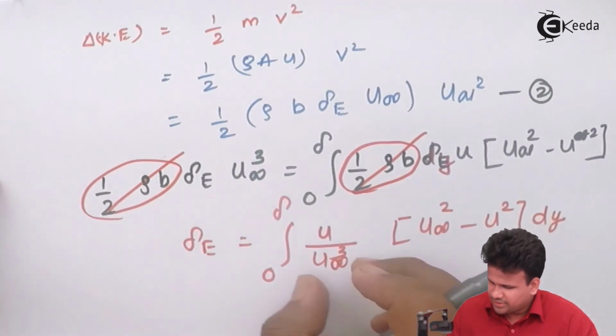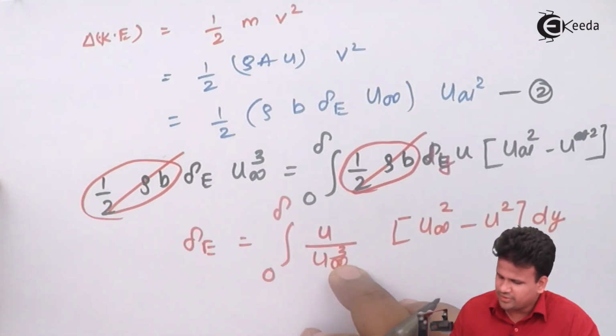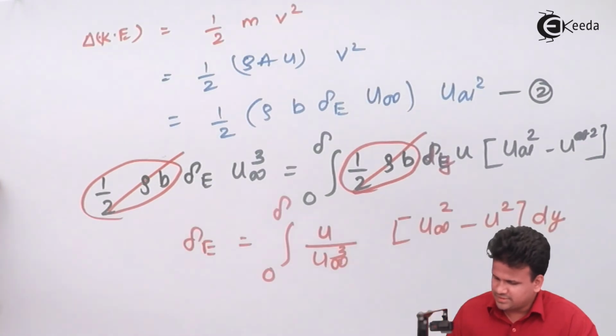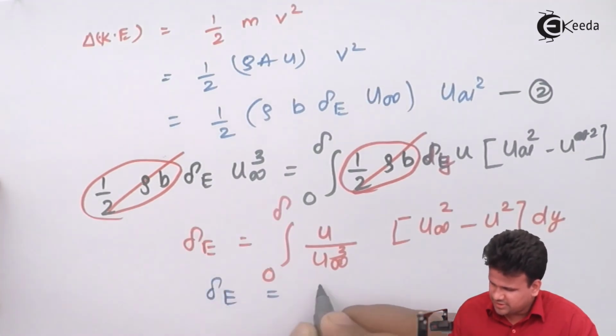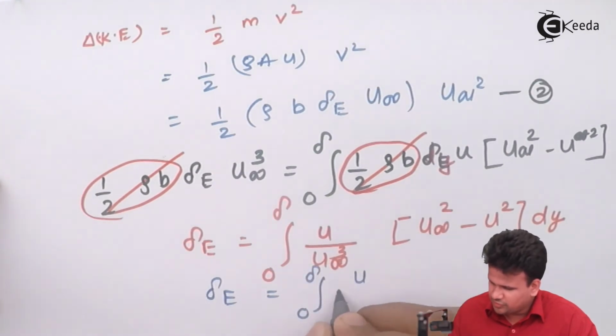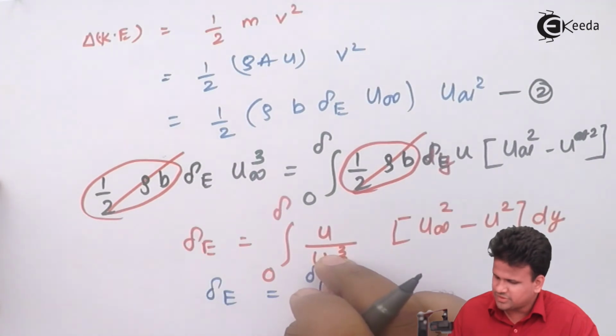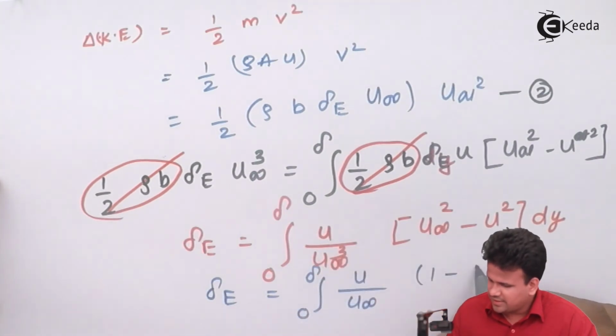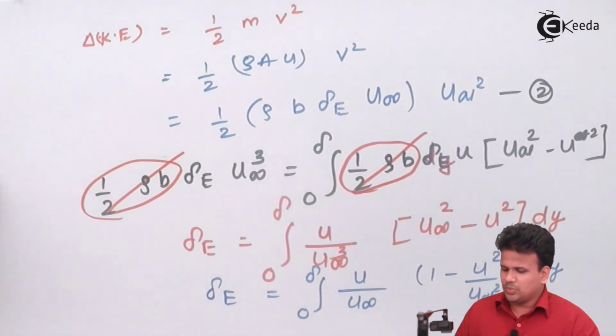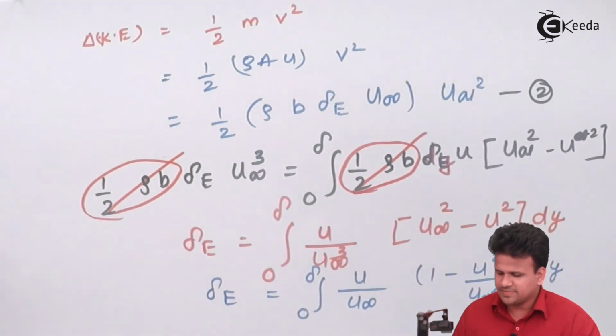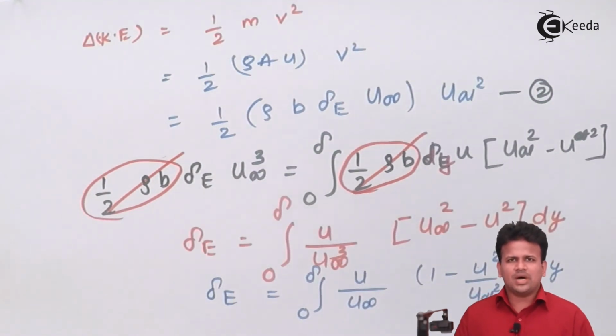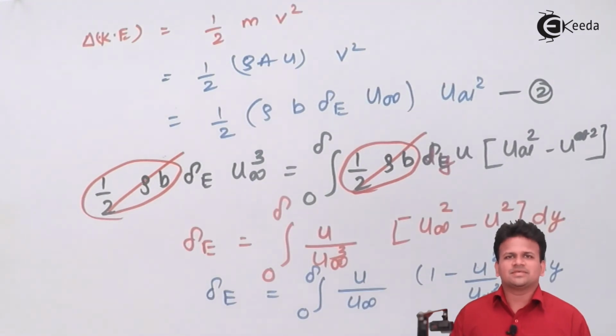So now let us put this value inside, that is I'm just going to put a value of u infinity square inside this term. So delta E becomes integral 0 to delta, this will be u upon u infinity, I am taking u infinity square inside, so that will be 1 minus u square upon u infinity square into dy. So we have got the equation of energy thickness. I hope you have understood how we have applied conservation of mass in displacement thickness, conservation of momentum in momentum thickness, and conservation of energy in energy thickness. Thank you.